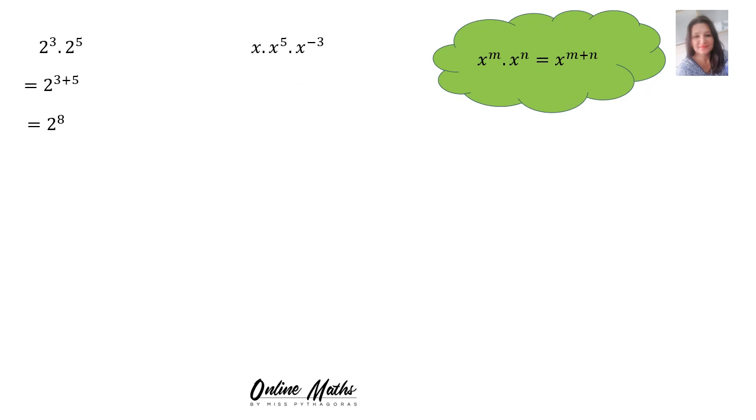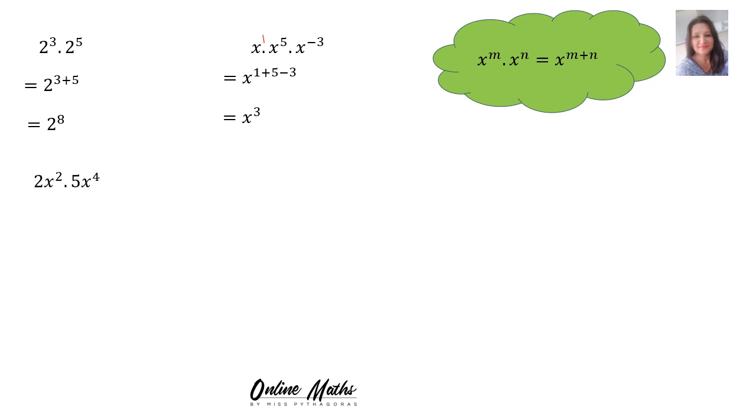In the next example, it's x times x to the 5 times x to the negative 3. Now, first of all, if there's no exponent, then there's an invisible 1. So that will become x to the 1 plus 5 minus 3, which is x to the 3.